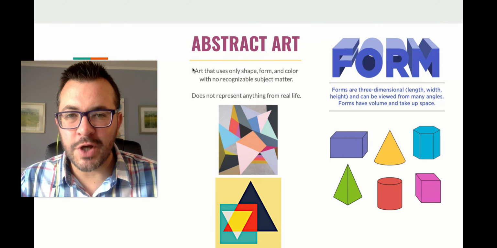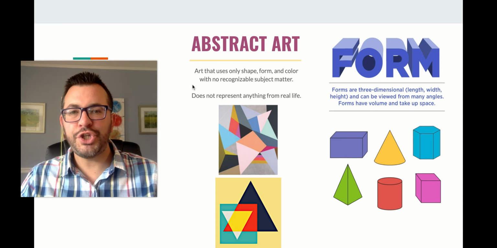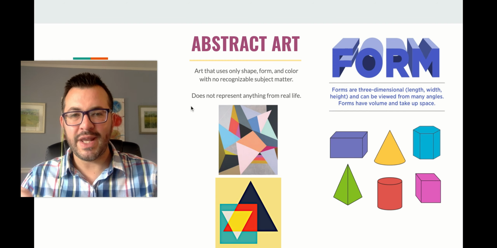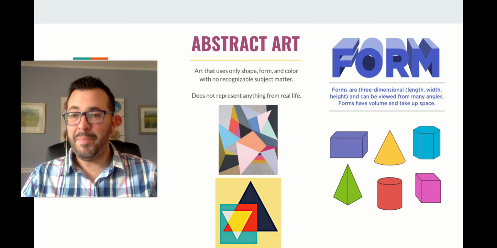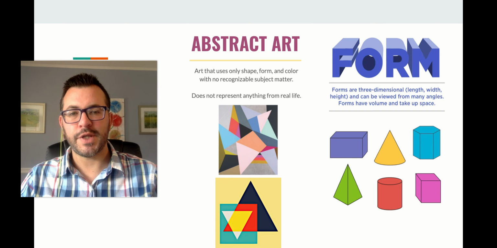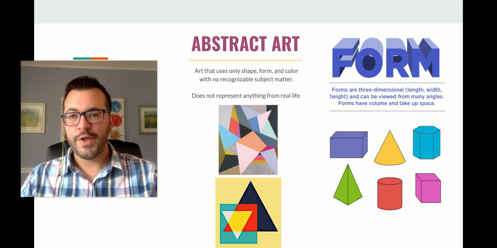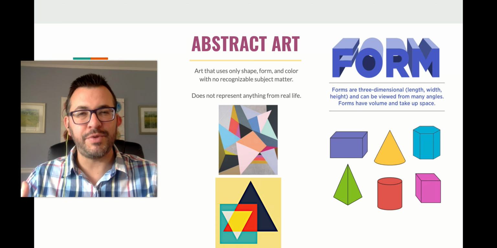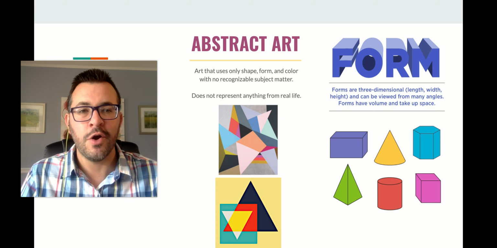So abstract art is art that uses only shape, form, and color with no recognizable subject matter. It does not represent anything from real life. So here are two very simple examples of abstract art in painting and design. They use only shapes and forms and colors, nothing from real life. So you won't be able to recognize any particular subject matter in an abstract artwork.